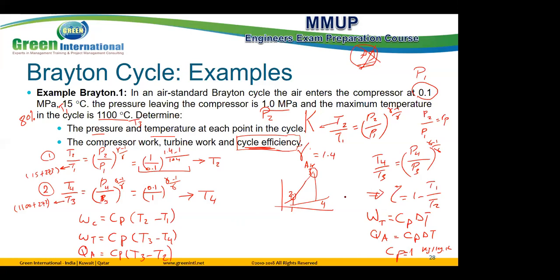What is efficiency? Just apply this equation directly. Efficiency equals 1 minus T1 over T2. That's it. Any question? P3 and P4, sir, from where? P3 is the same as P2 as per this chart. P3 is constant, yes, constant. Okay.